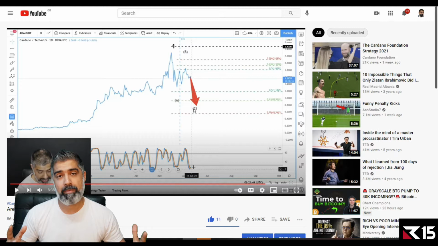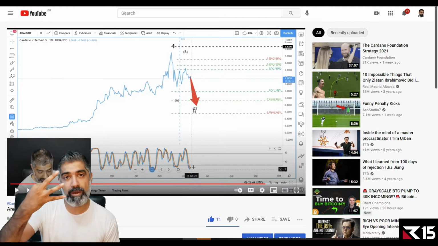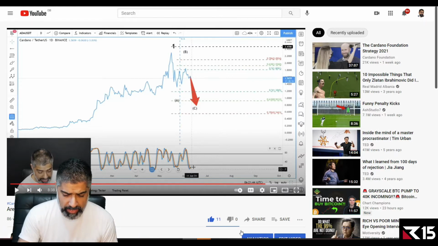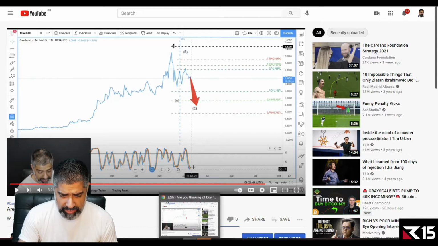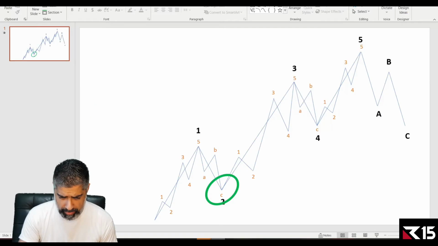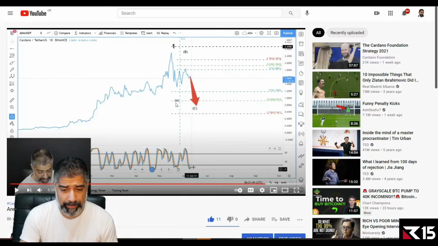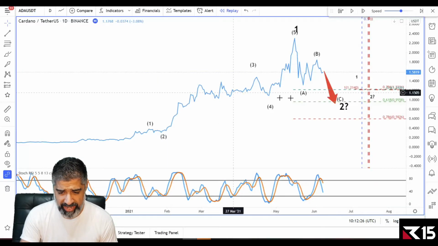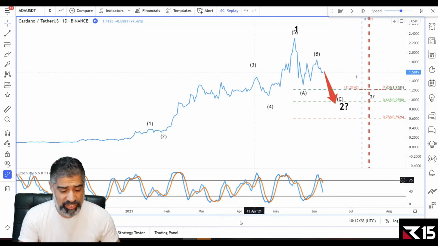Look, we always go with the probabilities, and typical corrections are minimum of 3 waves. So if we look at the chart here, we got an A, B, and with Cardano, we're anticipating this wave C. So let's see exactly what happened. It unfolded almost textbook. I've actually taken the date from this and I've projected it here. So this is exactly where it was. And let's just see how it unfolded.